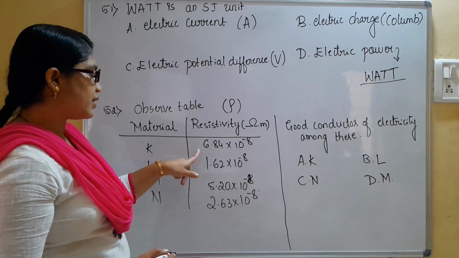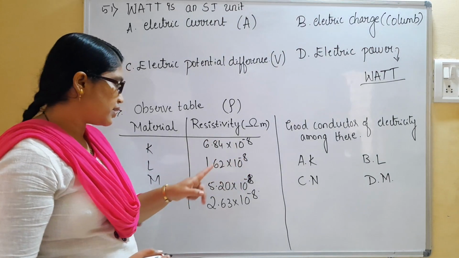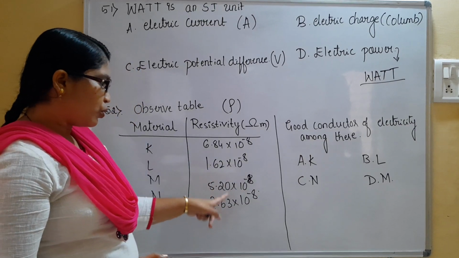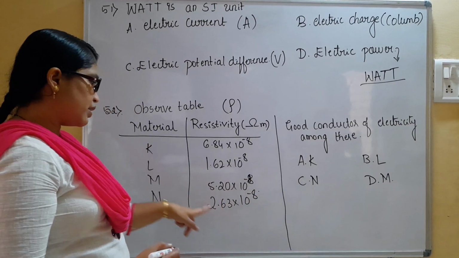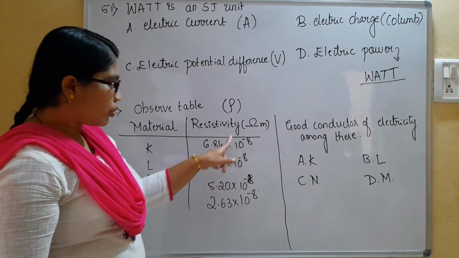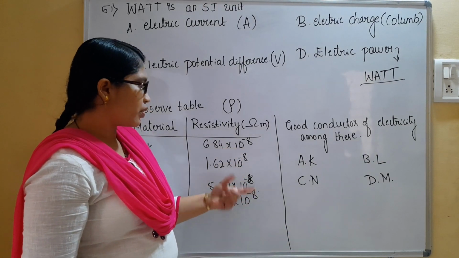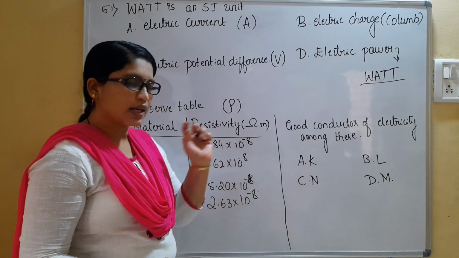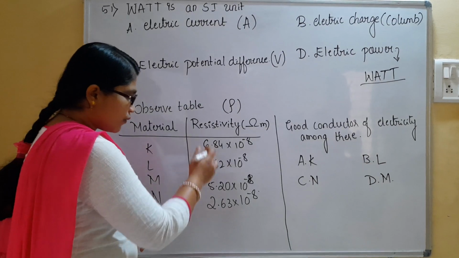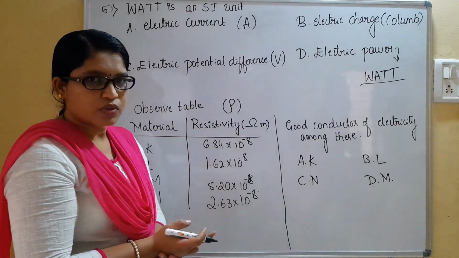For K it is 6.84 into 10 to the power minus 8. For L it is 1.62 into 10 to the power minus 8. 5.20 into 10 to the power minus 8 for M, and respectively 2.63 into 10 to the power minus 8 for N. So dear students, here all the powers are the same, 10 to the power minus 8 itself. But we have to see these 4 options which are being given.